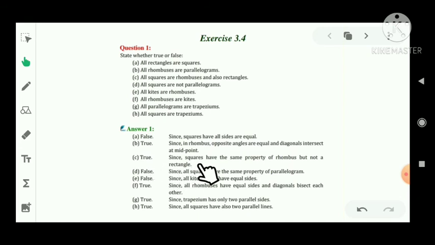Why? Because squares have the same properties as a rhombus and a rectangle. Let's see the D part. All squares are not parallelograms. It will be false because all squares have the same properties as a parallelogram. So I hope you are able to complete the rest of question number 1. Let's see the next question.